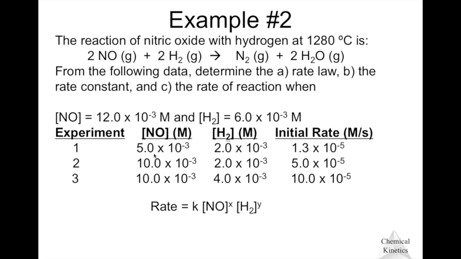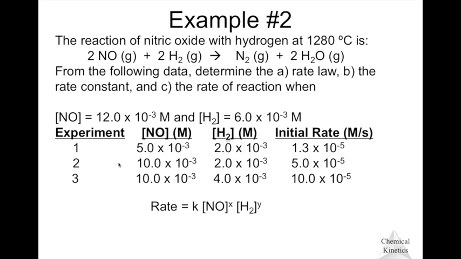So as we doubled our initial concentration, what happened to our initial rate? Well, 1.3 to 5, not quite a quadruple, it's a 3.8x, but we're going to call it a quadruple. So that tells us if we're doubling this and we're quadrupling this, that means it's a second order reaction. So our x is going to be 2.